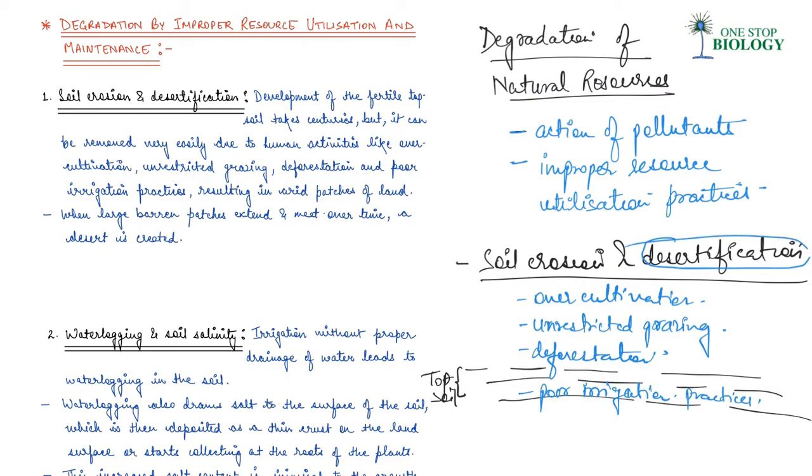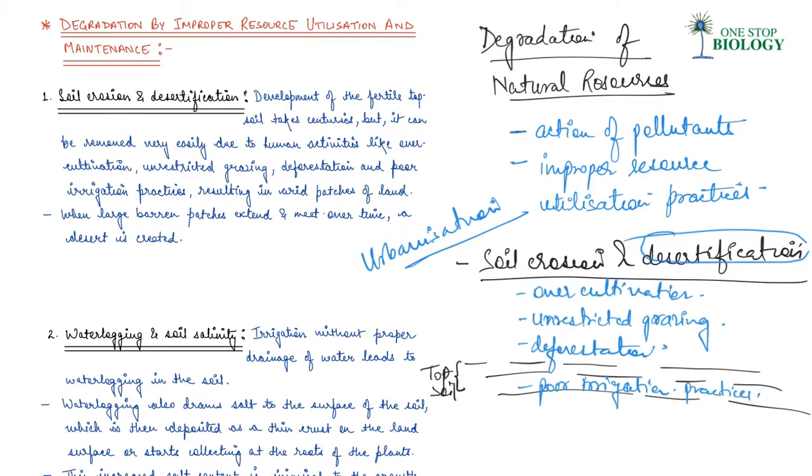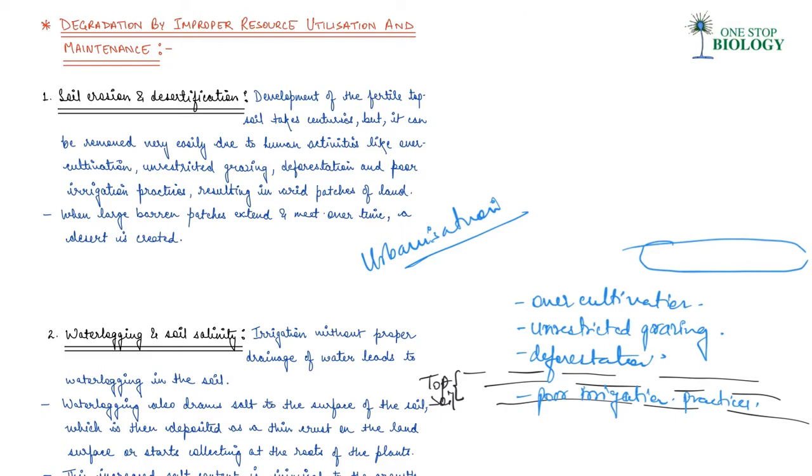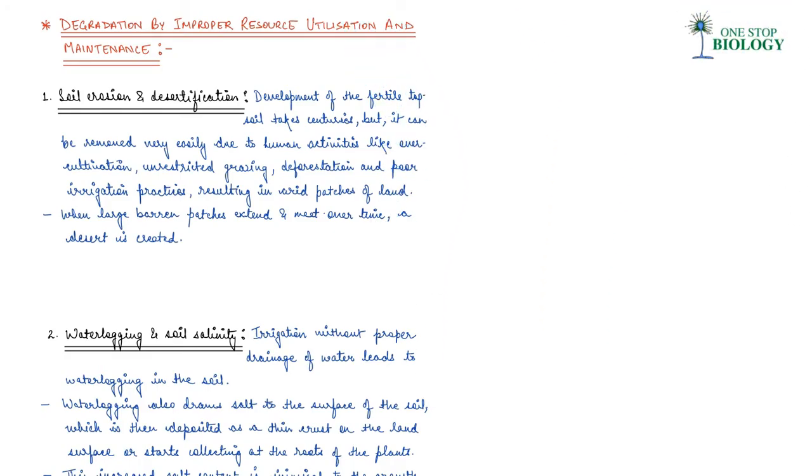And internationally, it has been recognized that desertification is a major problem nowadays, and it is basically due to increased urbanization. In a similar way, guys, the other factor is what? The second factor is waterlogging and soil salinity. We'll see what exactly this means.